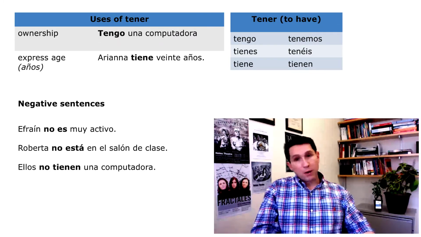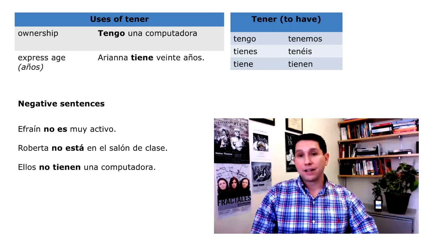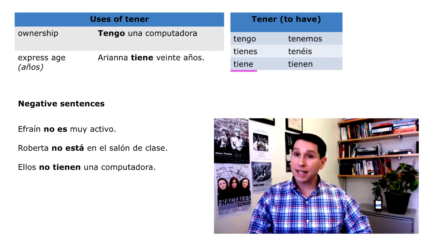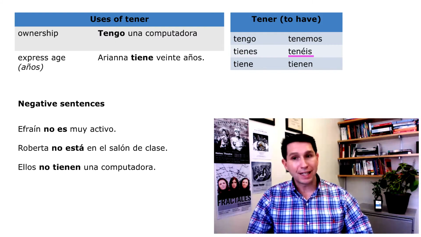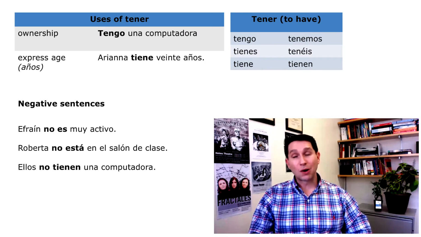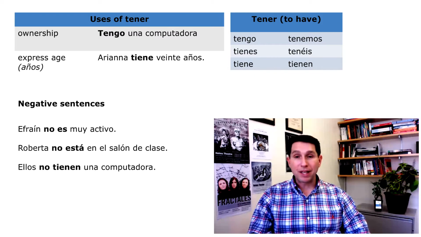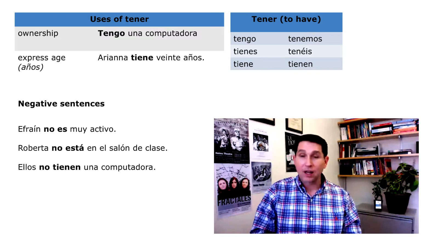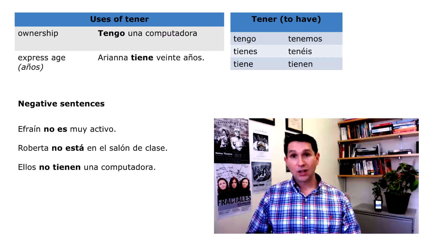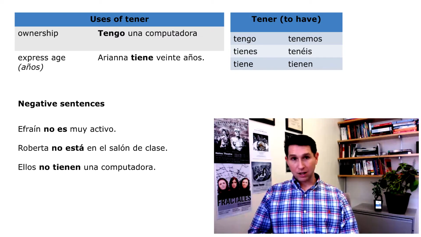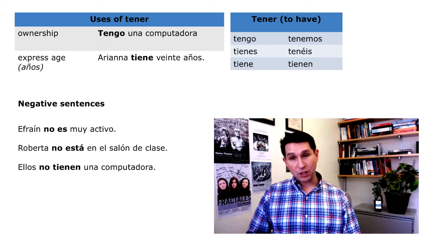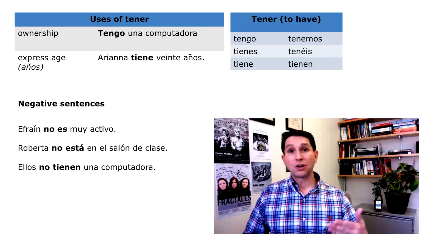The final verb that we'll do for today is tener. The conjugations of tener are tengo, tienes, tiene, tenemos, tenéis, y tienen. We can use tener to talk about ownership, as tener means to physically possess something. Por ejemplo, yo tengo una computadora. Yo tengo un iMac.